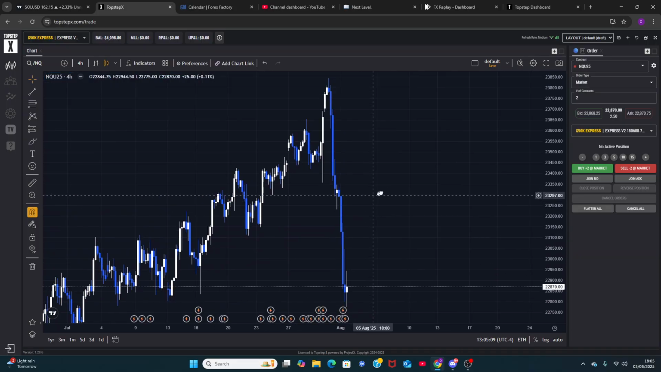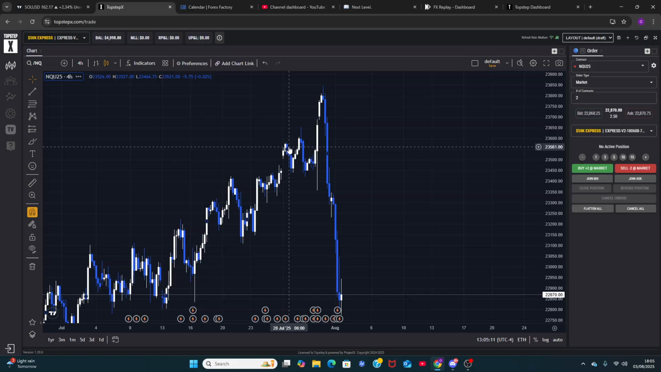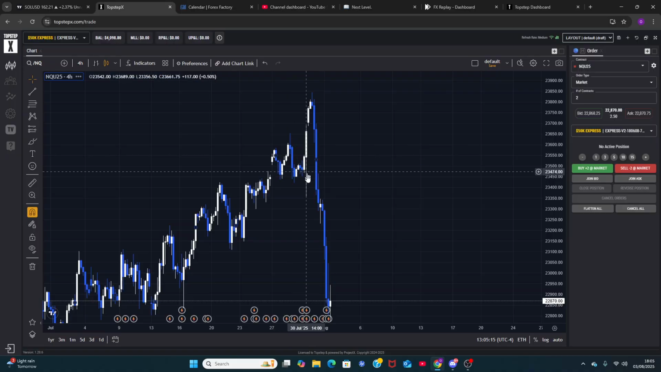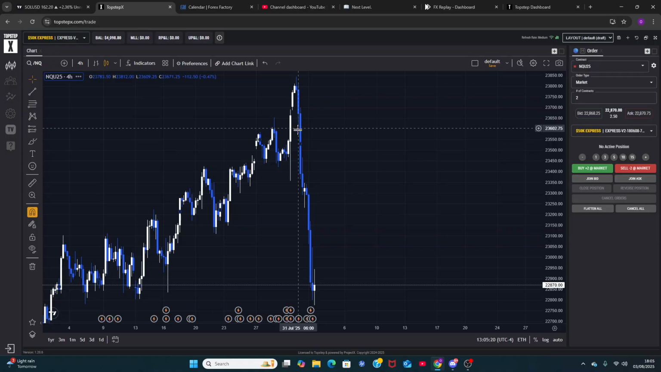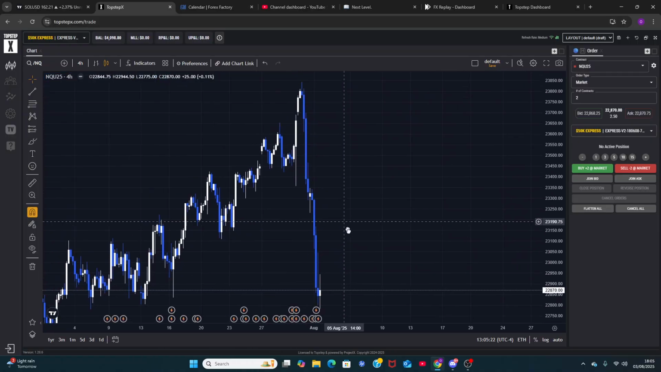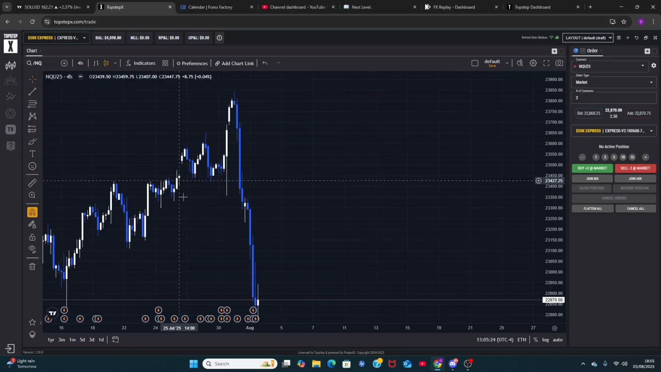So looking at just the weekly profile in general, Monday was pretty much chops. Tuesday was pretty much chops. Wednesday we had the FOMC, right? Bang bang. And then Thursday went crazy, and then Friday went even more crazy. So overall, the weekly profile was pretty good. It was like a nice little AMD.